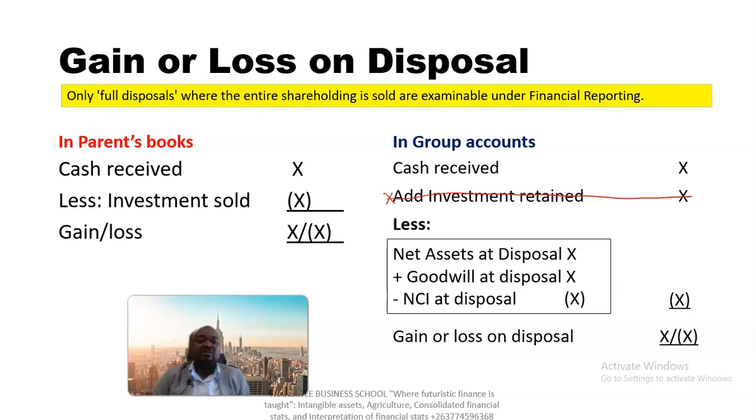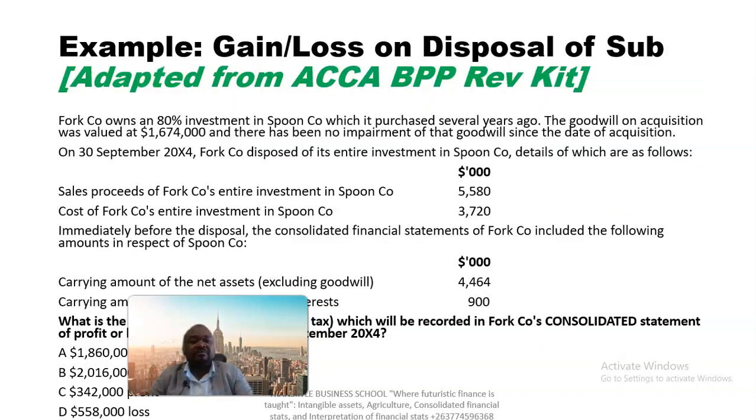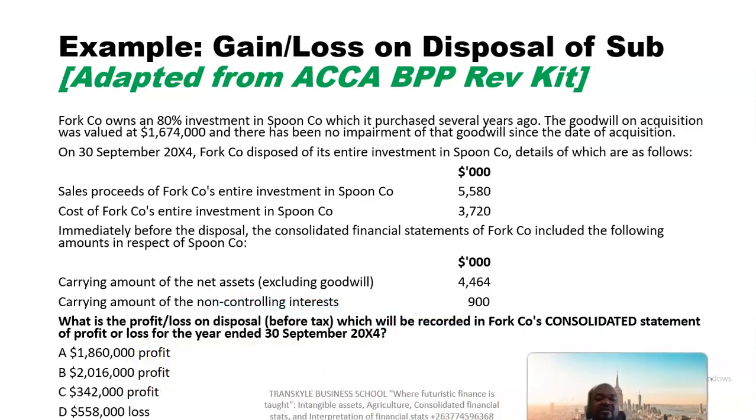All right, so let us look at a worked example to illustrate this point further. This example has been adopted from the BPP revision kit. Okay, now Foco owns an 80% investment in Spoon Co, which it purchased.